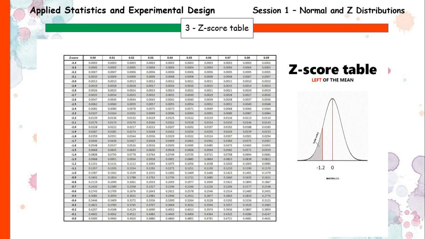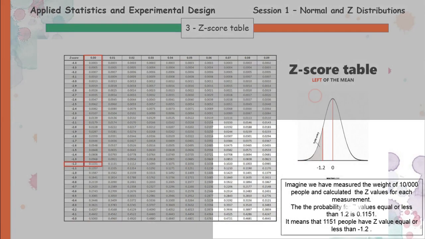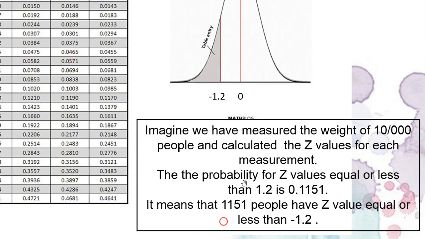So let me elucidate it more with an example. Imagine we have measured the weight of 10,000 people and calculated the z values for each measurement. As you saw in the last example, you can measure something, for example, the weight or IQ or anything else, and you can convert each measurement to z values.